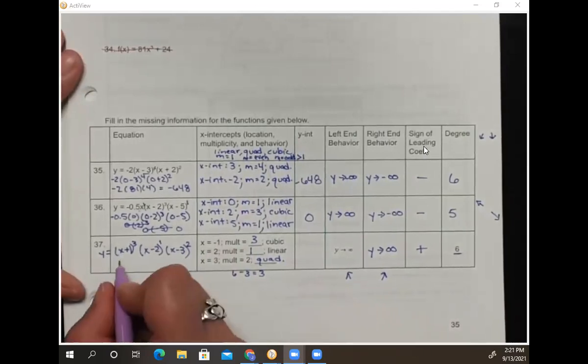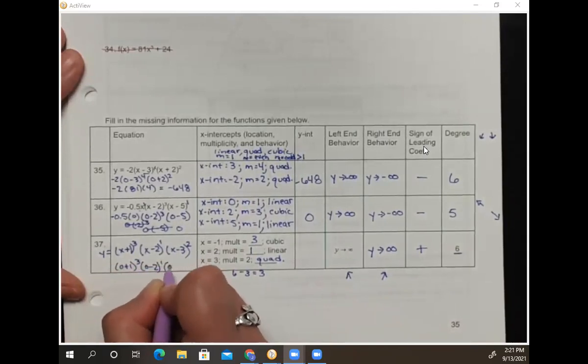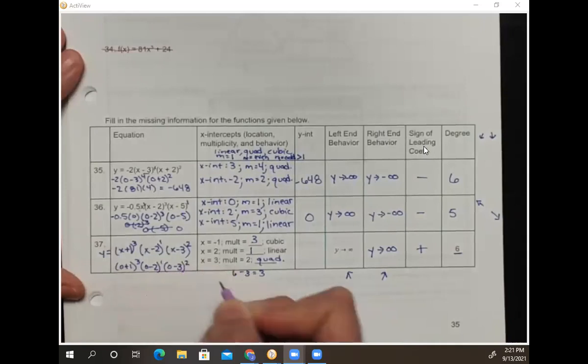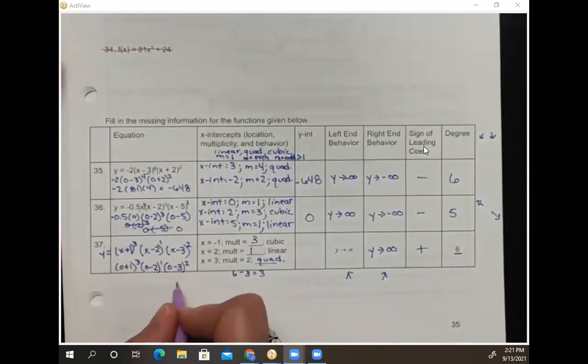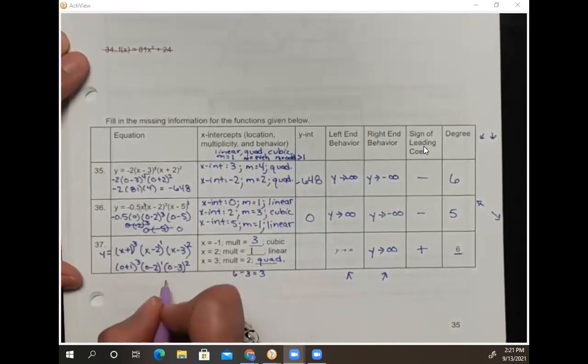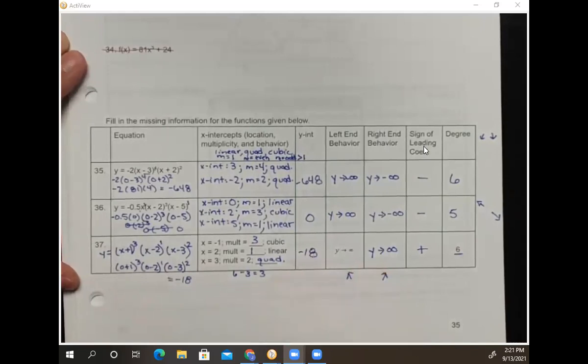To find my y-intercept, I'm going to plug in 0 for all my x's. And again, if you need a calculator to simplify here, that's fine. We would end up with 1 times negative 2 times 9, which would be negative 18. So my y-intercept there is negative 18.